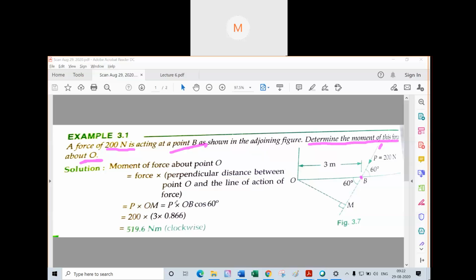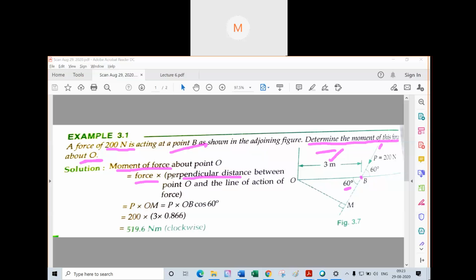Now look, we have discussed the moment of force is force into perpendicular distance. This is the force and this is the distance given. From this point, this force is inclined at an angle of 60 degrees, right?